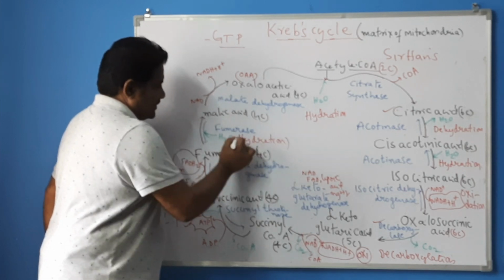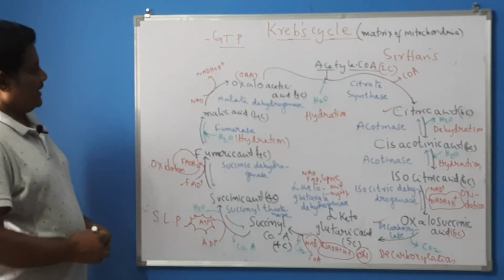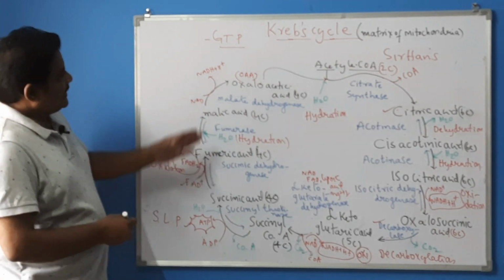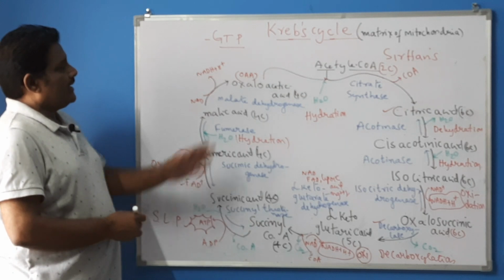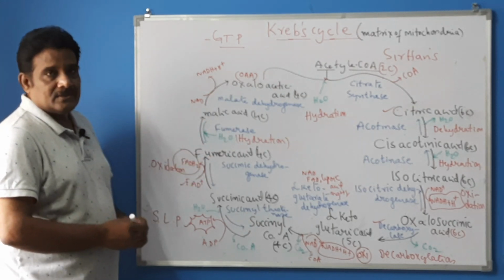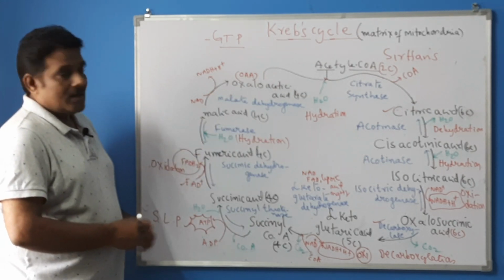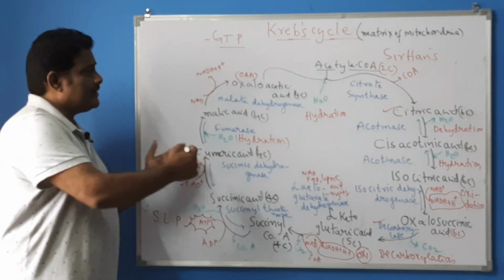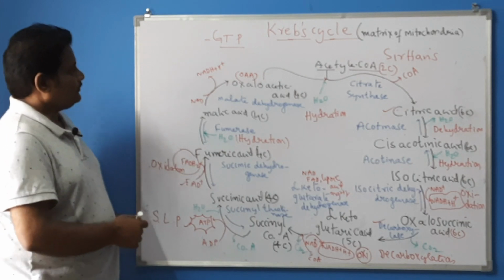Hydration process here. Okay. And malic acid, a 4-carbon compound, is formed. Then malic acid is finally converted into oxaloacetic acid, which is a 4-carbon compound. But oxaloacetic acid is repeatedly involved in the Krebs cycle reaction. Continuously it will be formed.